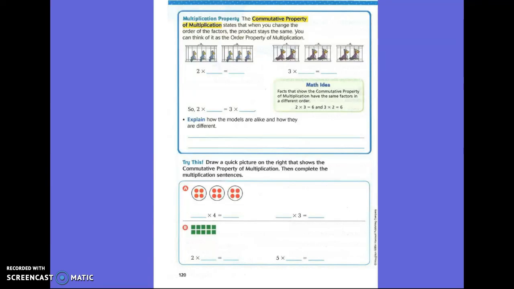Oh, it doesn't matter, guys. Let's not argue. Okay, guys, let's read the directions at the top.